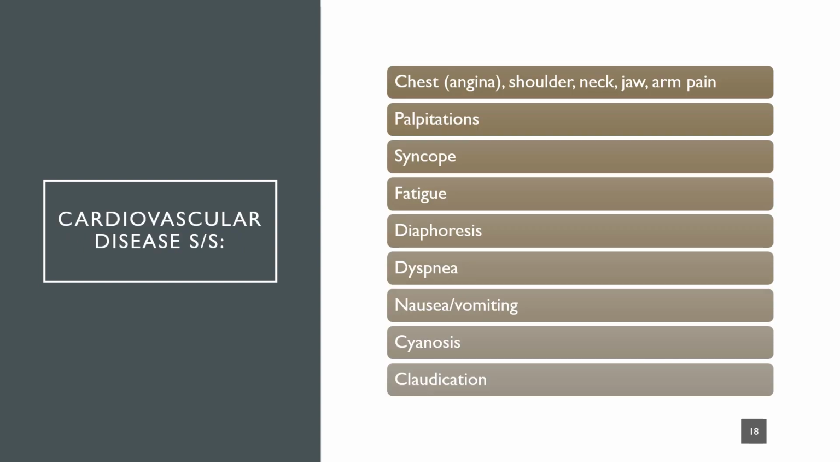Some of the signs and symptoms of cardiovascular disease include chest, shoulder, neck, jaw, or arm pain, palpitations, syncope, fatigue, diaphoresis, dyspnea, nausea, vomiting, cyanosis, and claudication. Claudication refers to leg edema and pain.